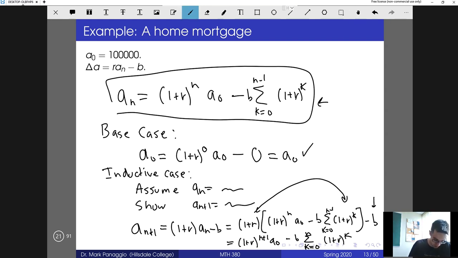Okay, so we've checked the base case, we've checked the inductive case, and at that point we have proven that this formula is indeed correct. All right, so we will stop here and look at some more interesting examples that don't come from banking next time.